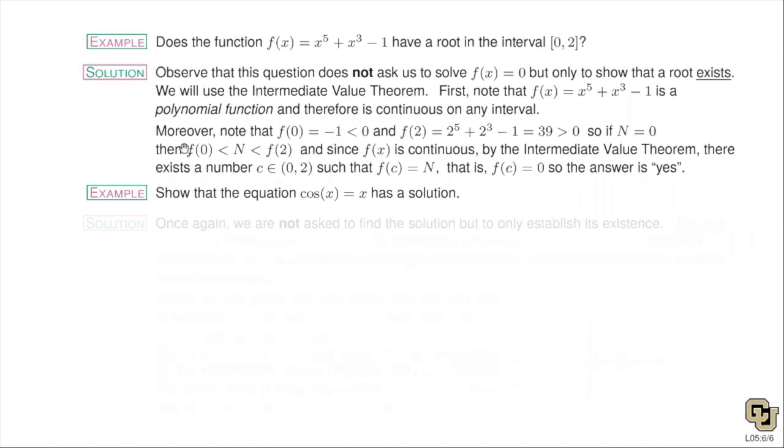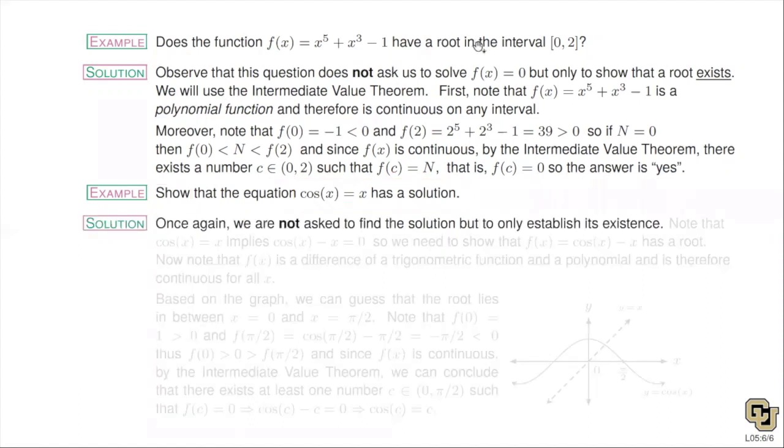So this next example is basically the same as the previous example, except we have to do one extra step. It starts out asking us to show that the equation cosine x equal to x has a solution. It does not ask us to solve this. So I'm going to convert this into a root finding problem. If we have the equation cosine x equal to x, I can take the x and move it over to the other side. Then we're trying to solve the equation cosine of x minus x equal to 0.